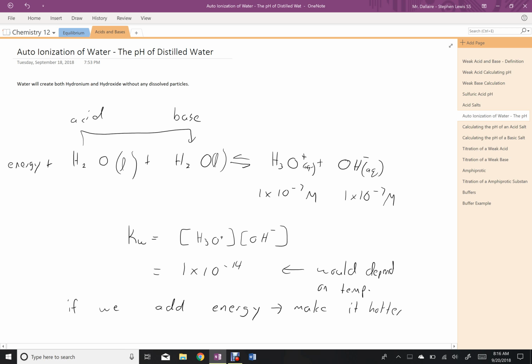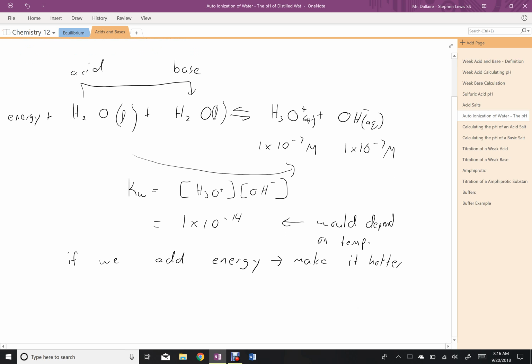If we think of Le Chatelier's principle, as we make it hotter, we add energy, so the system will respond in a way that tries to correct or go back to the old system or resist the change. And so if we add energy, it'll try to use up the energy, favoring the forward reaction. What that means then is that as temperature goes up, the Kw will also go up.